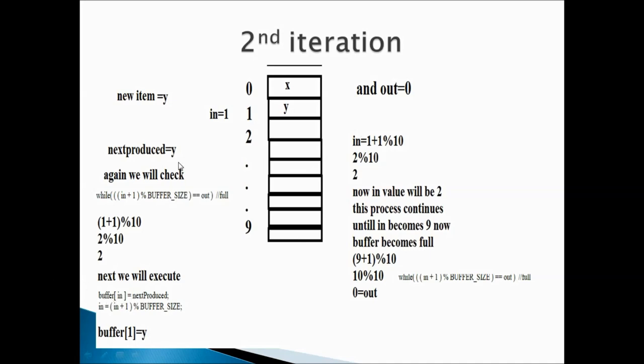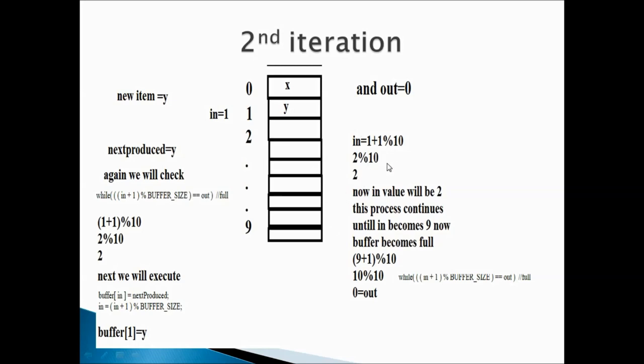So see here, buffer of in is equal to next produced. You know that the next produced variable contains Y and it will be stored at index 1. It is stored in the index 1 position. You can see here buffer of 1 is equal to Y. Understood, guys? Now see here. Now, what is the next statement there? In is equal to in plus 1 modulus of buffer size. Now we will do this.